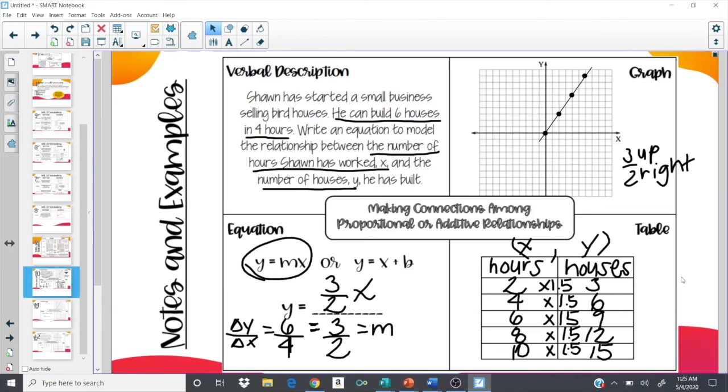So now we have represented this relationship in 4 different ways. And this relationship is a proportional relationship. And we know this because number 1, this relationship represents a multiplicative relationship, right? We use the equation y is equal to mx. The line of the graph of this relationship is straight and goes through the origin, okay?